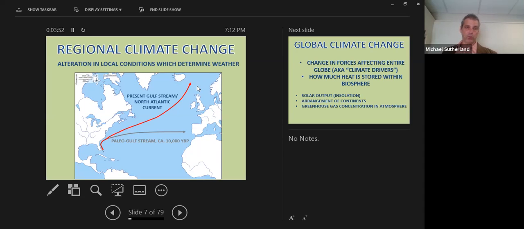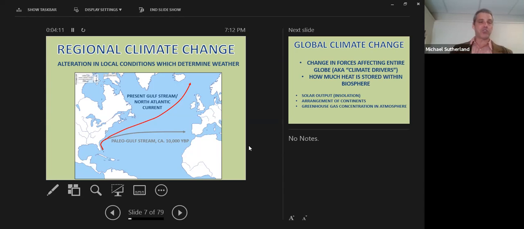Otherwise, it would be much too cold. So the Gulf Stream really makes Northern Europe and Scandinavia livable. And a change like that certainly affects one part of the world dramatically, but it doesn't change the overall energy state of the entire planet. It's simply shifting heat from one area of the world to another.